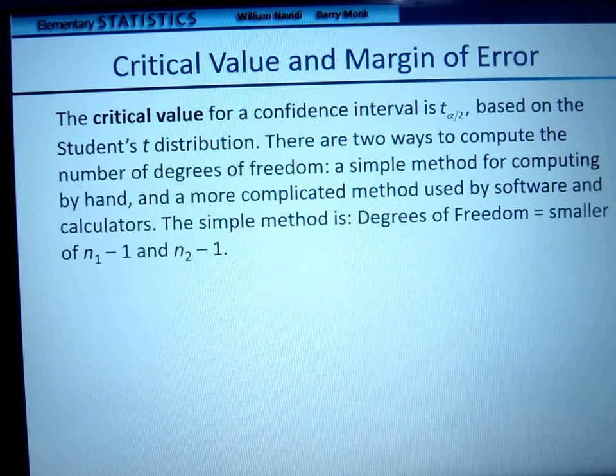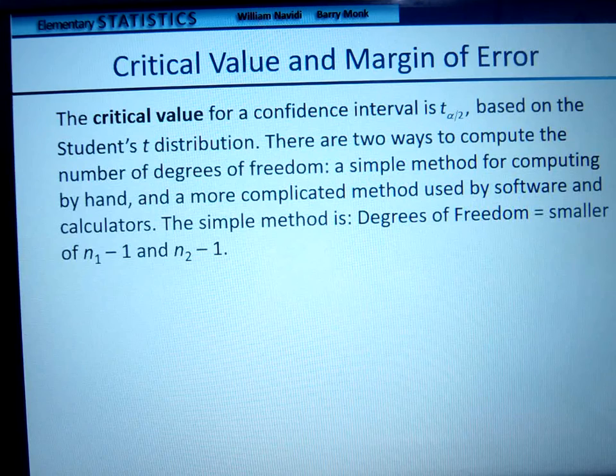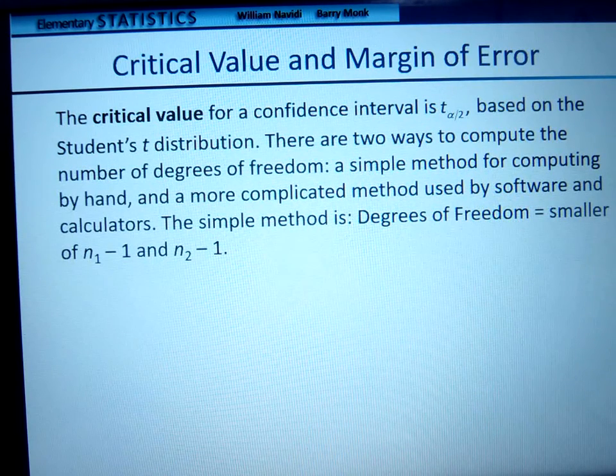So the critical value for the confidence interval is going to be t sub alpha over 2 based on the student's t distribution. There are two ways to compute the number of degrees of freedom: a simple method for computing by hand and a more complicated method using software and calculators. The simple method is that the degrees of freedom equal the smaller of n sub 1 minus 1 and n sub 2 minus 1. So the smaller one.